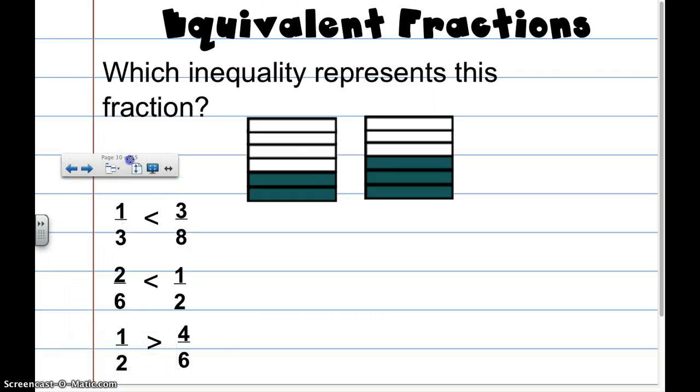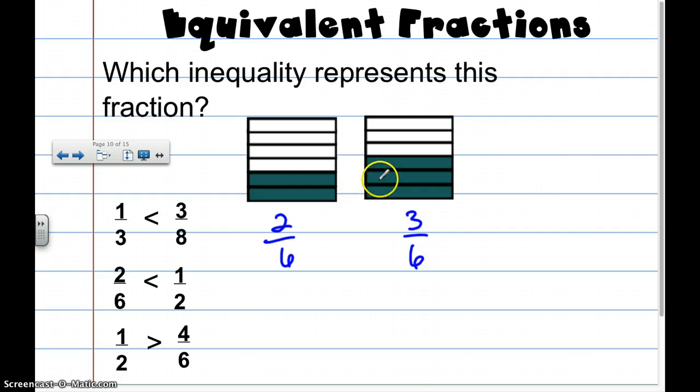Okay, let's talk about which inequality represents this fraction. Well, this fraction is 2/6, and this is 3/6. I clearly know by looking at the picture this is greater than this one. But over here, I do not see 2/6 and 3/6. So I have to find the equivalent fractions for this one. I know that 2/6 is the same as 1/3. I know that 3/6 is the same as 1/2.